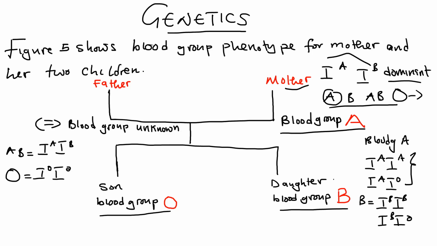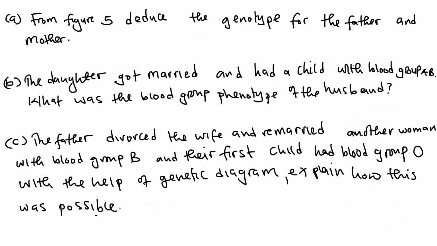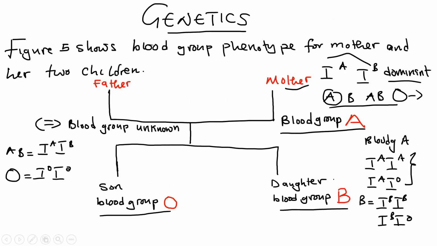The first question is: from Figure 5, deduce the genotype for the father and the mother. For us to give the genotype, they simply want us to write the genotype of the mother and the father in terms of blood group. So now, look at this.